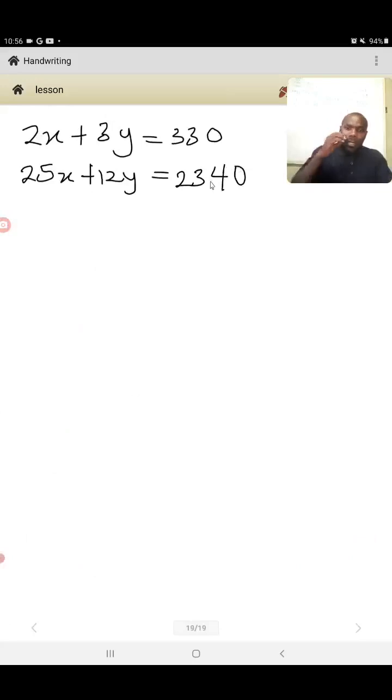Now, at this junction, I have explained two things in solving simultaneous equations.